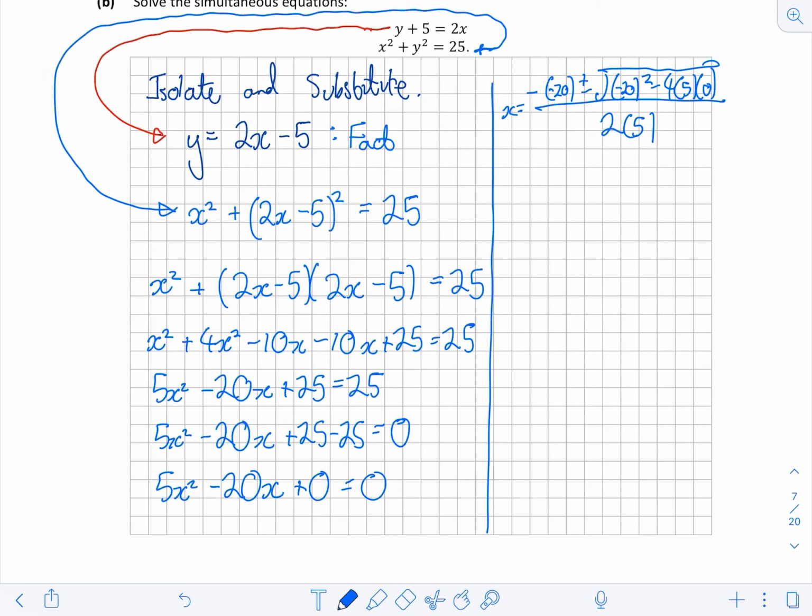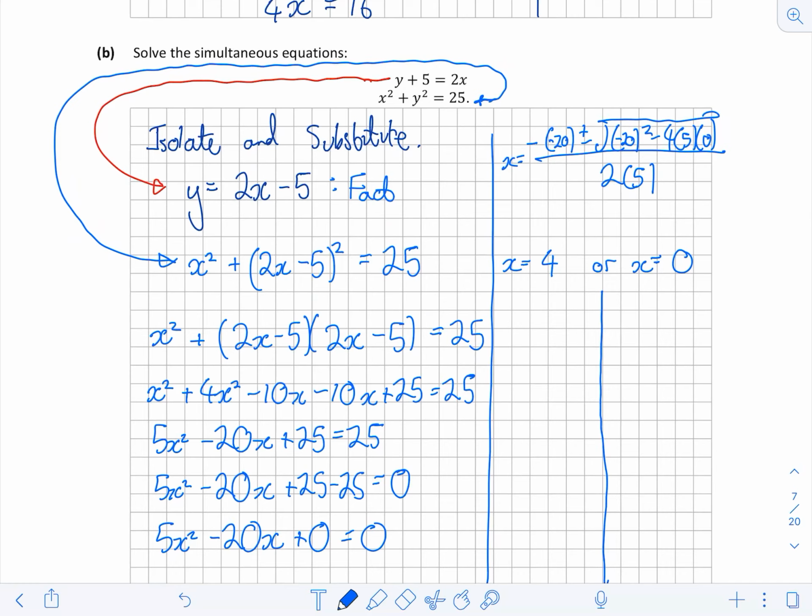And that's going to be x is equal to. So x is equal to, and I'll have two answers here. So I'm going to have a fraction: minus (minus 20) plus the square root of (minus 20) squared minus 4 times 5 times 0, all over 2 times 5, and that's equal to 4. So x is equal to 4, or x is equal to, go back into it and change my plus to a minus, x equals 0. So I now have what my x is equal to.